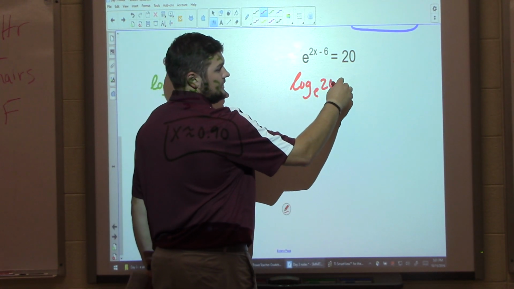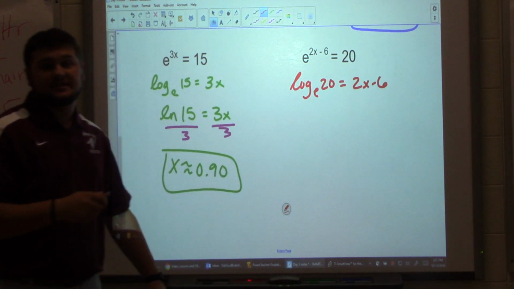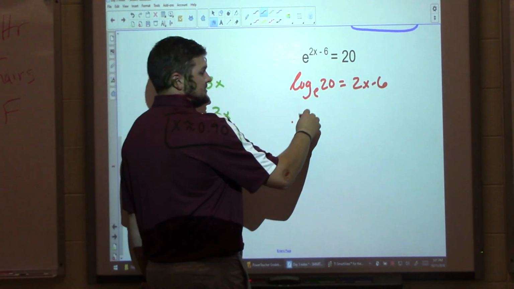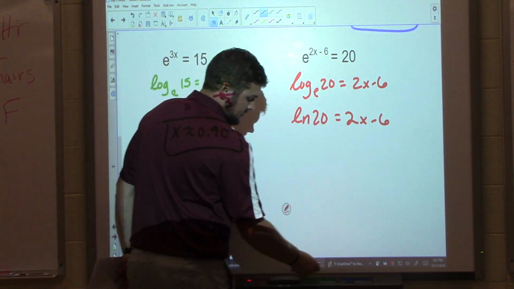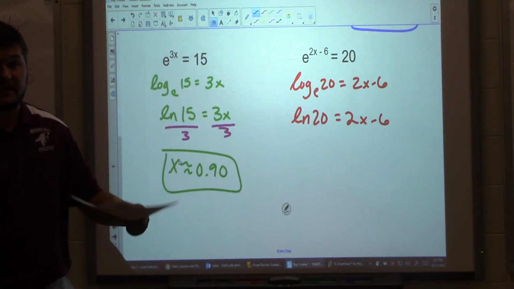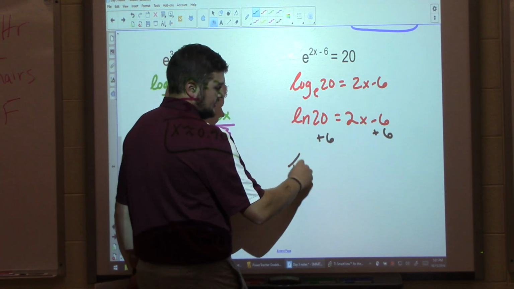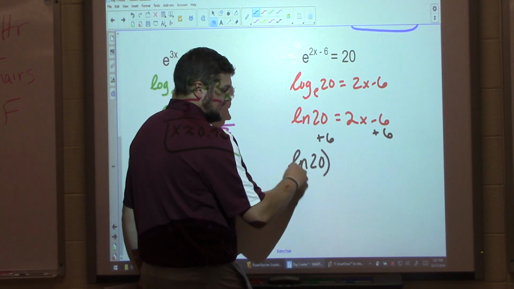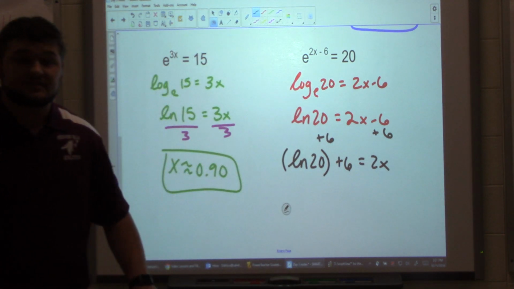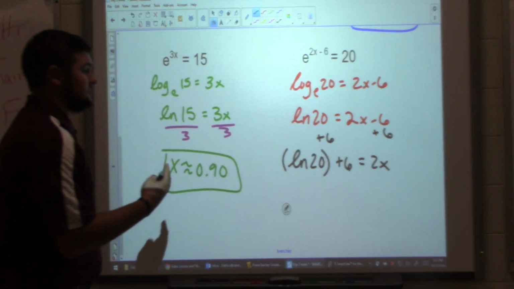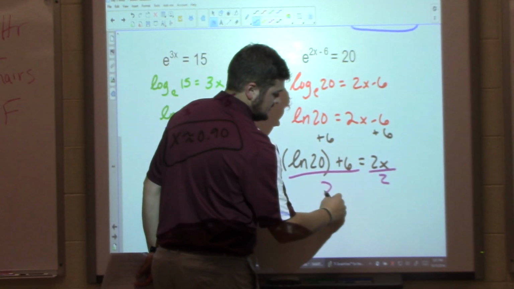Log base e of 20 equals 2x minus 6. Well, log base e is the same as the natural log of 20 equals 2x minus 6. And then just solve for x. Add 6. Be careful though. The natural log of 20 is by itself. Plus 6 equals 2x. If you do 20 plus 6, you mess up your whole answer. So don't do that. And then divide by 2.